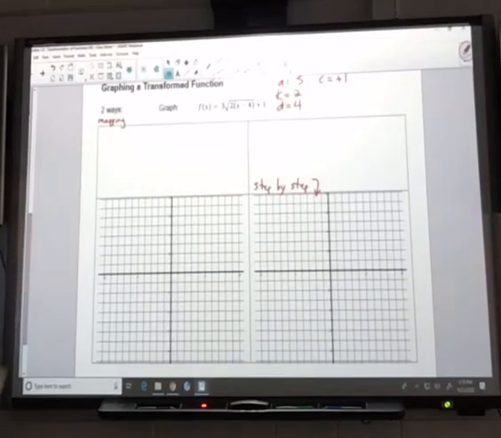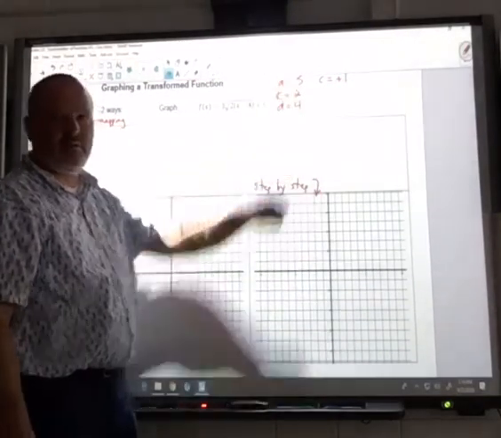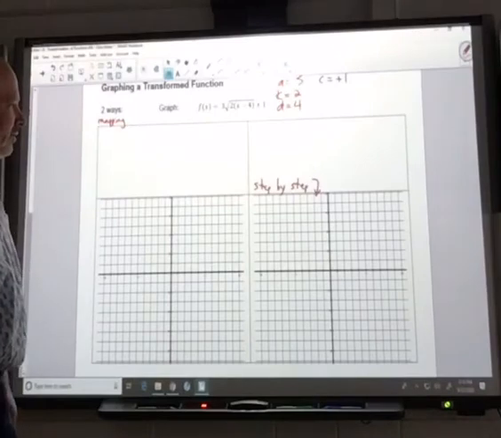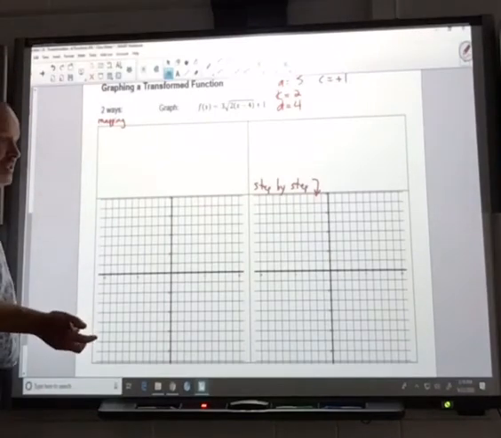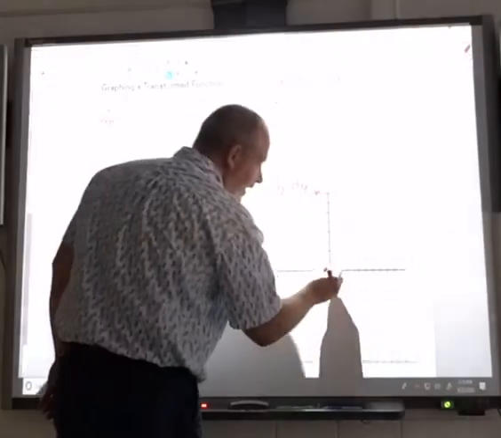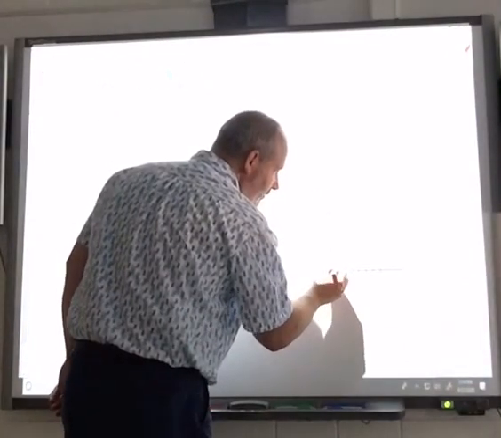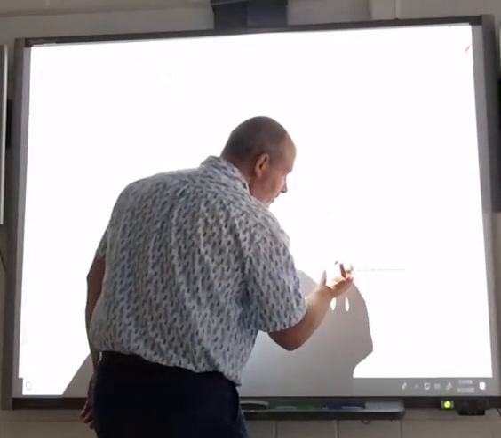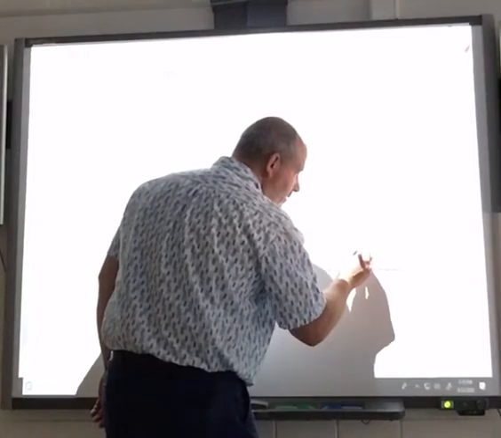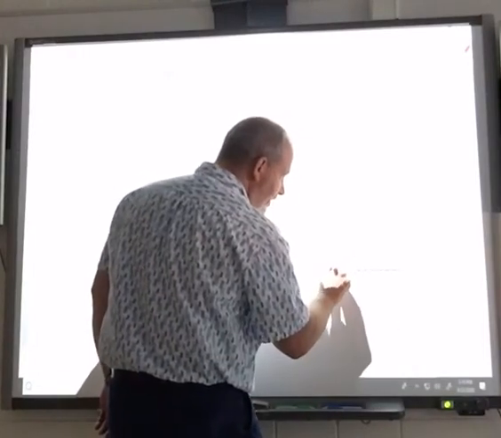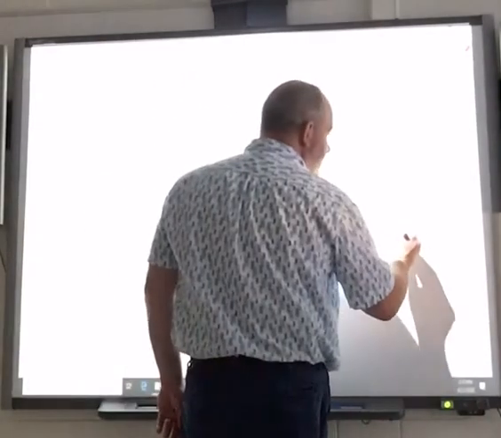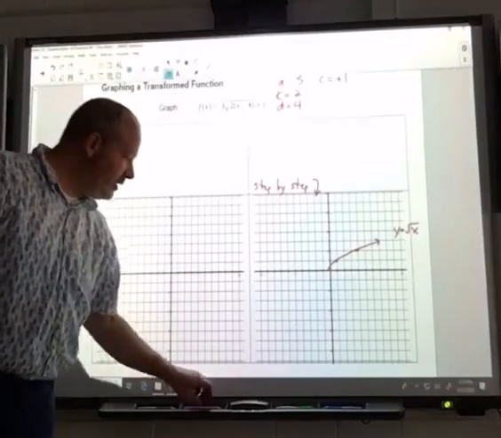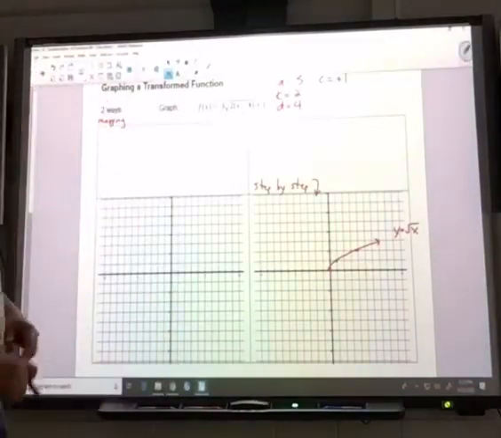And there we go, we got them all in there. Well, A is 3, so just do your best with that. Okay, so I'm going to draw the basic function. And the aim is good for the smart board here, that's good. Okay, so here's my basic function, and that's going to be y is equal to the root of x. The next thing that I'm going to do is I'm going to take care of my A value.